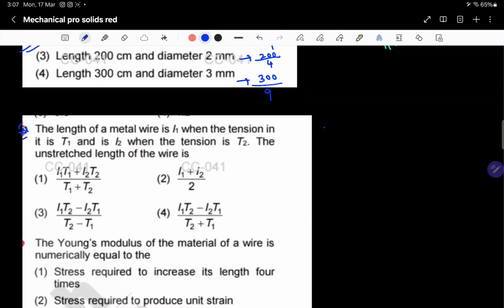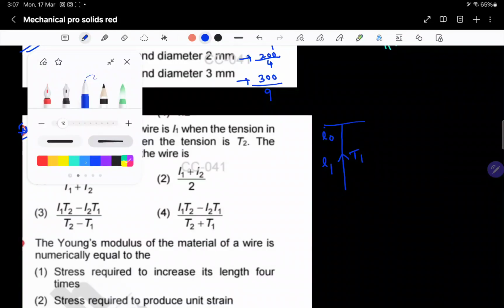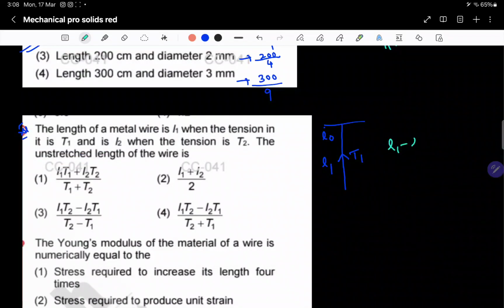Now the length of a material wire is L1 when the tension in the string is T1. So at one particular instant, the tension in the string is T1 and the length of the wire is L1. Let us consider the original length L0. The difference in length, L1 minus L0, the extension, is directly proportional to tension. More tensional force means more elongation. You know very well. In the second case, when the tension is T2, the length is L2.